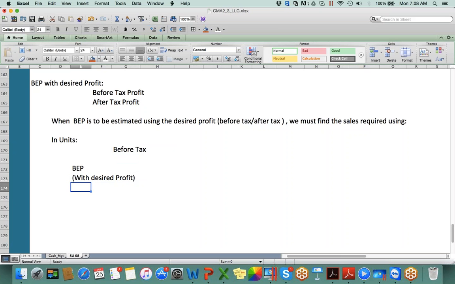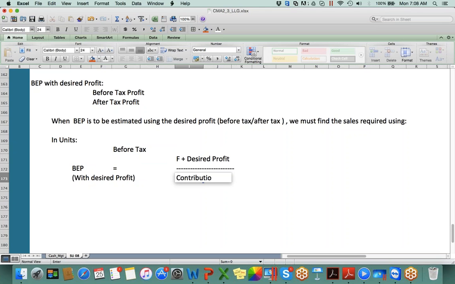Desired profit equals fixed cost plus desired profit divided by contribution margin. Unit contribution margin means contribution per unit. Okay, this is what we are calculating before tax.